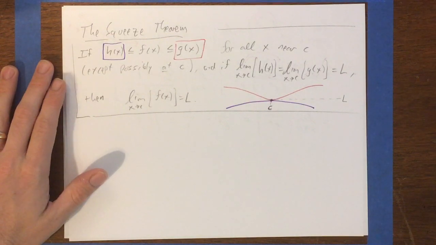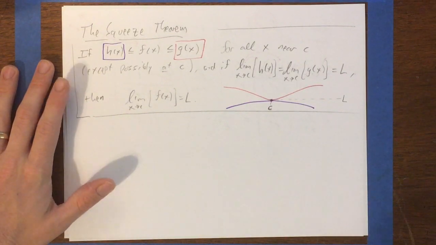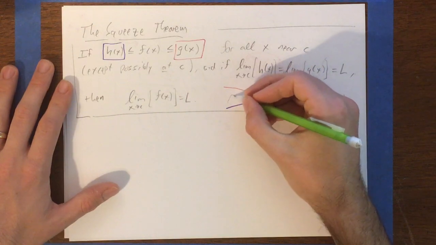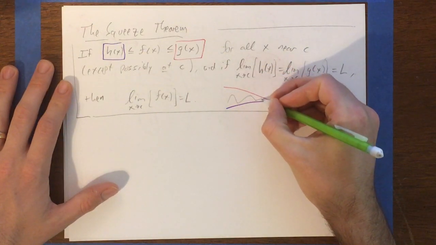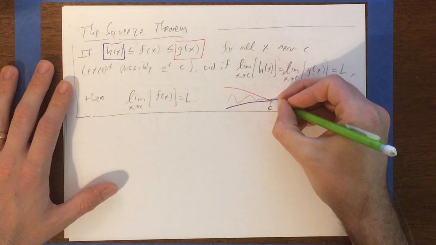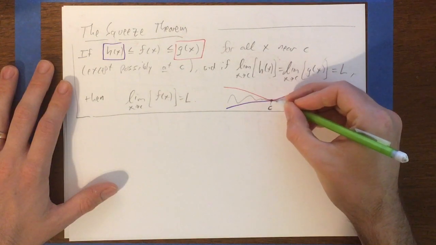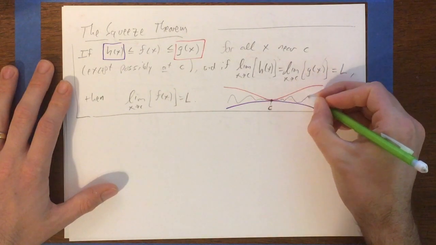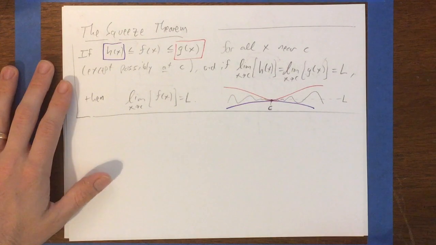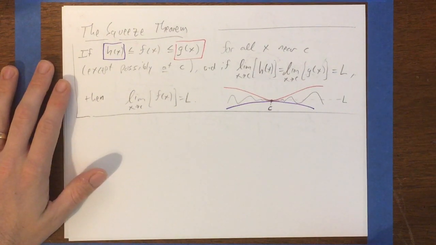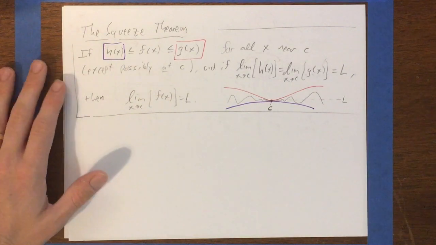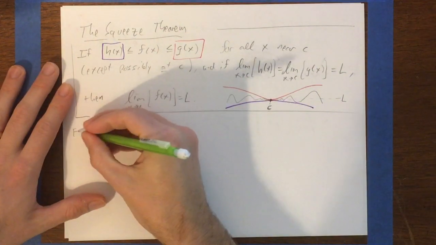That's the limit L. What this theorem is saying is that if you have this f of x function, which is sort of in between here somewhere, if it has to be in between, it will get squeezed in here so that its limit is also equal to L. Okay, that's what it says. So let's do an example of this.